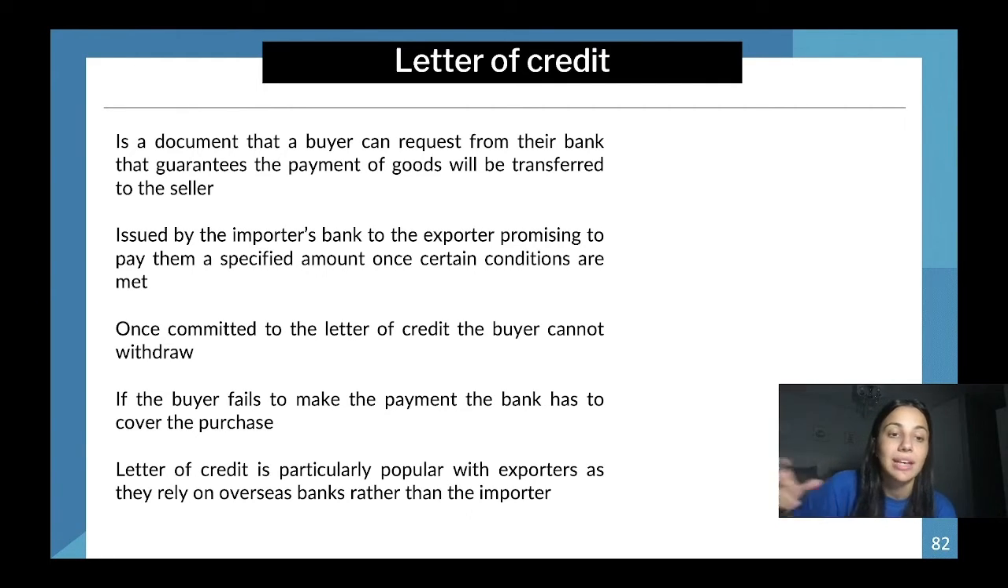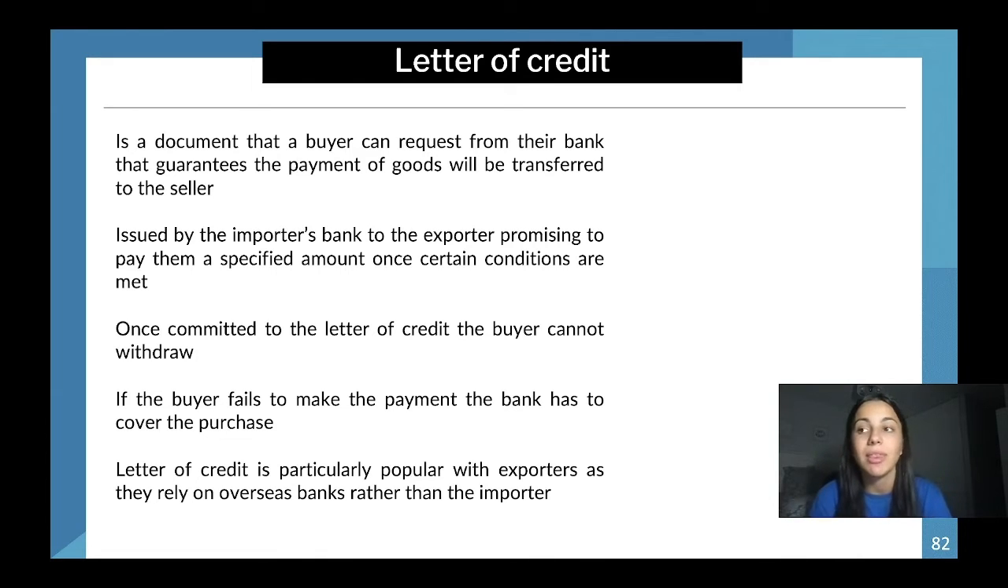So Commonwealth will then sign that letter, and they're going to send it to the exporter, and that letter promises that at a specific time they're going to pay them once certain conditions are met. Those conditions might be as soon as we've gotten confirmation that the goods have left the country, or as soon as we've gotten confirmation that the clothes have entered Australia. There can be all different conditions. It really just depends on what that letter is, but the bank has signed that. So what that means is that if the buyer fails to make the payment, the bank has to cover the purchase.